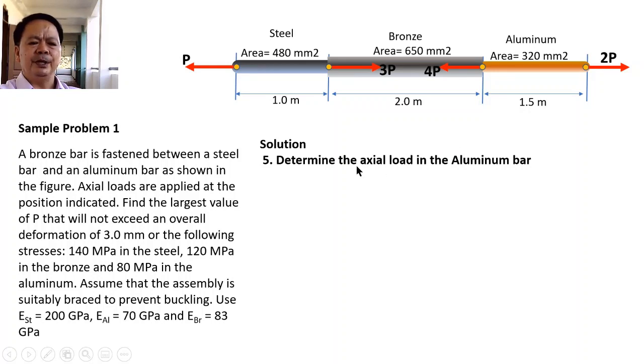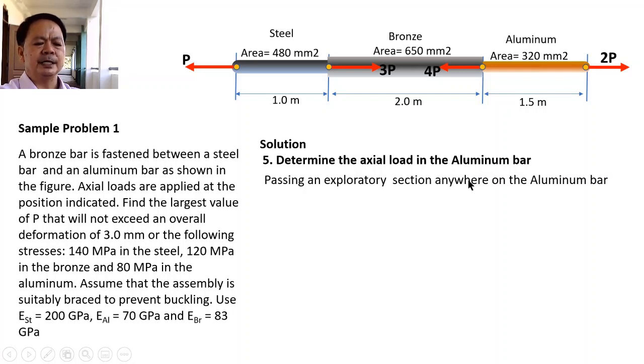So to determine that, we determine the axial load in the aluminum bar, and that can be done by passing an exploratory section anywhere in the aluminum. So let us imagine that we pass an exploratory section here. Here is the section, and we consider isolating either the left or the right part of the exploratory section. But of course, I would suggest that we consider the simpler part. If we will be passing here, it will be simpler to isolate the right part of the exploratory section.